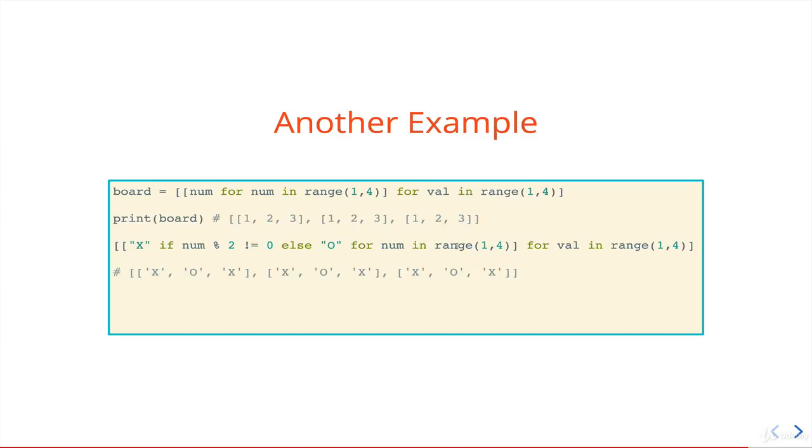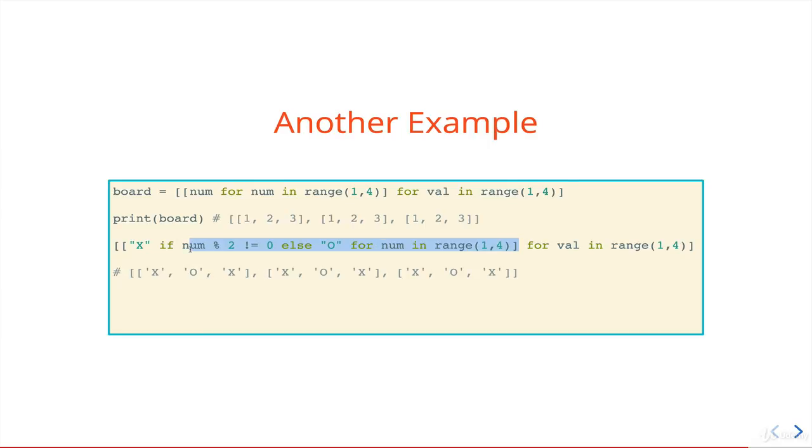Next time through, in the range, we go from 1 up to 2. So 2, is 2 mod 2 not equal to 0? That's false, because it is even. So we do else 0, or O. And so we get an O. And then range goes up to 3, and that's the last time through. And 3 is odd, so we put an X.